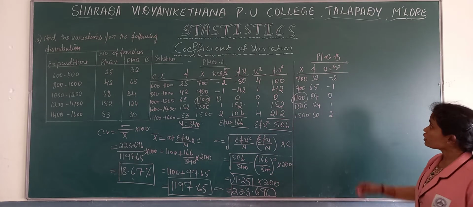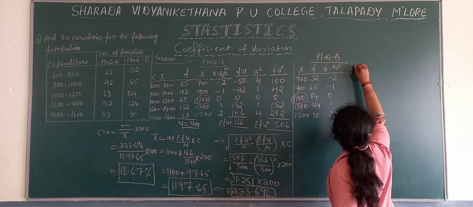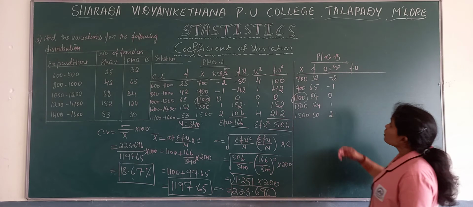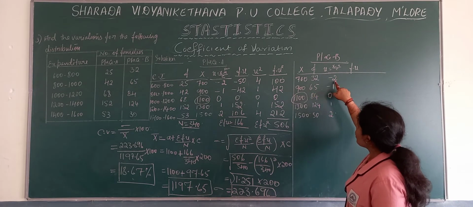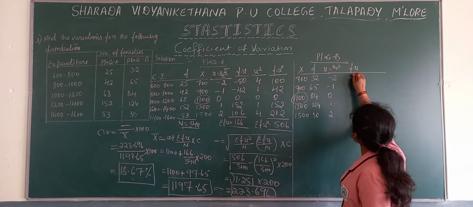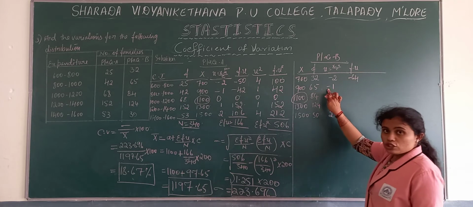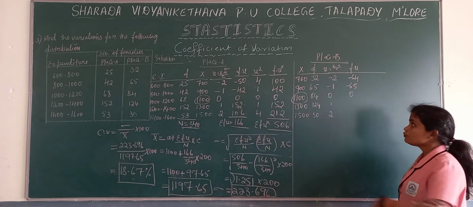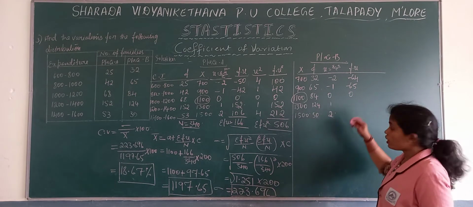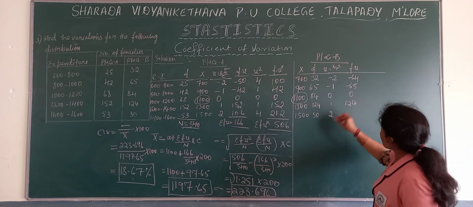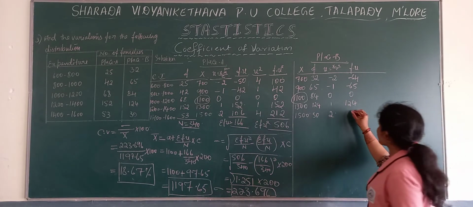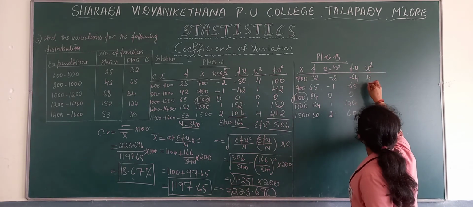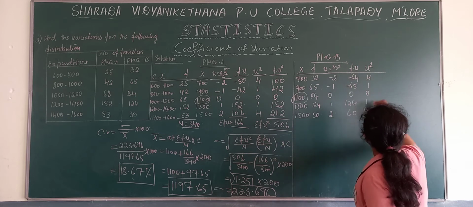So next column we need to prepare, that is F into U, frequencies multiplied with U values. So here we get our frequencies: 32 into 2, then we get minus 64; 65 into 1, minus 65. Here 0; 124 into 1, 124; 30 into 2, then we get 60.